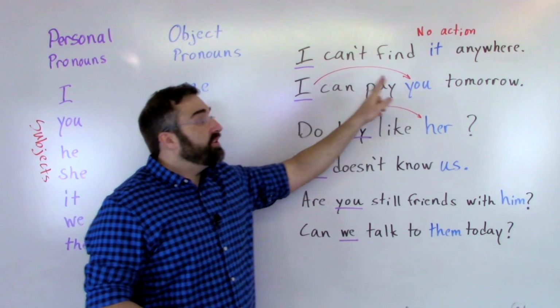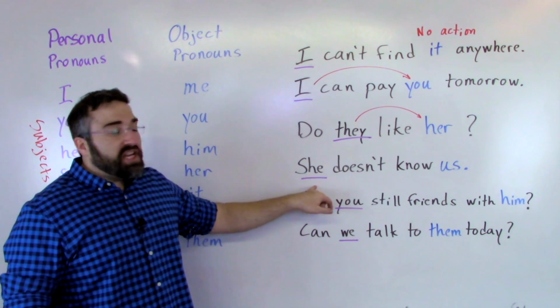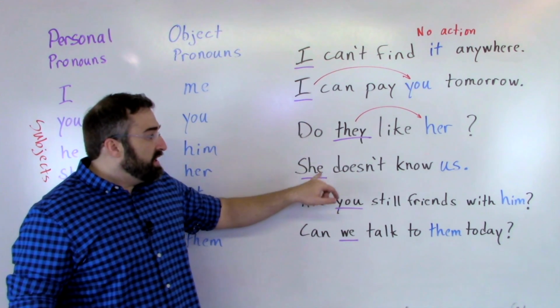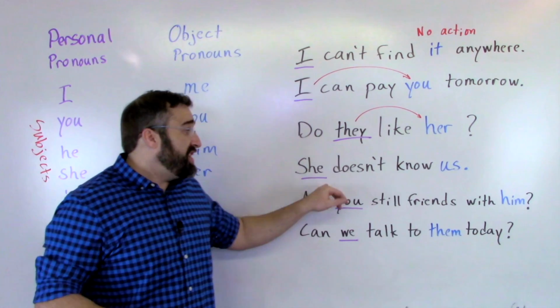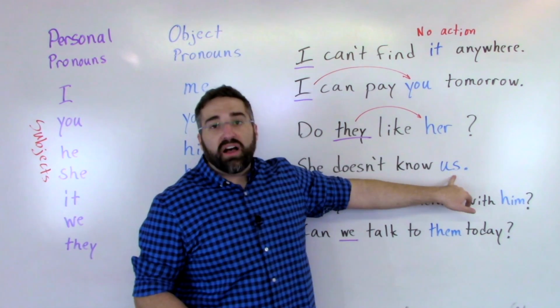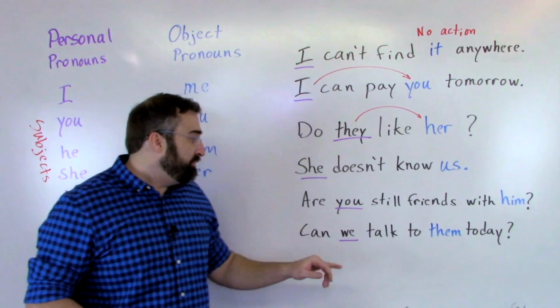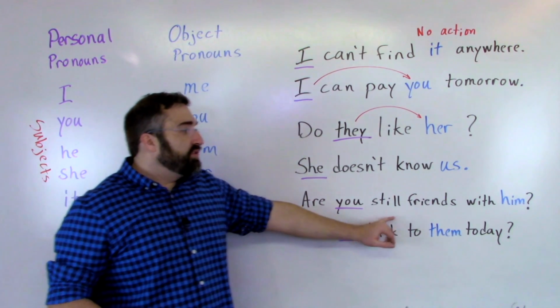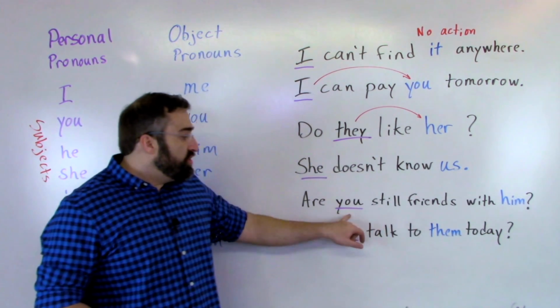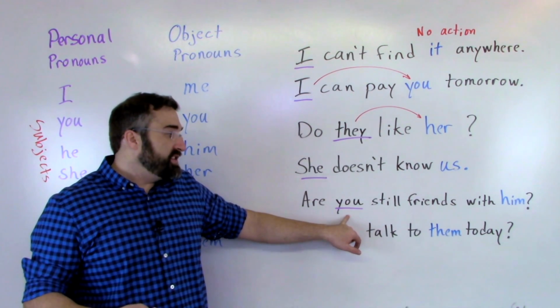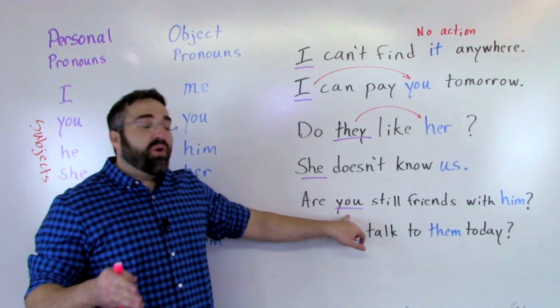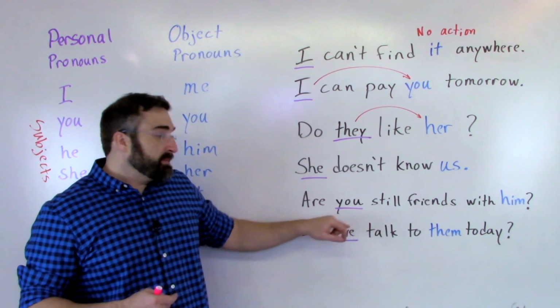The action here goes to you. She doesn't know us, right? Maybe we know her, but she doesn't know us. Us receives the action. Are you still friends with him, right? You, whoever you are, is the one who is making this decision. You either will be or won't be friends.